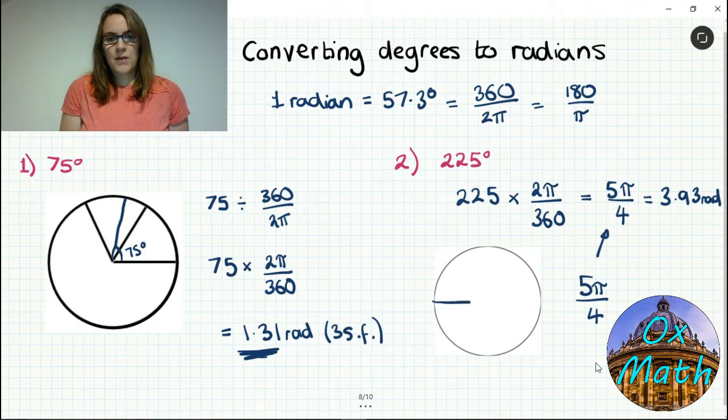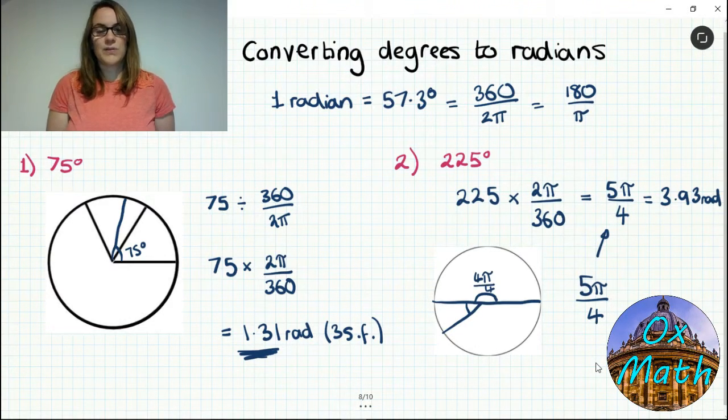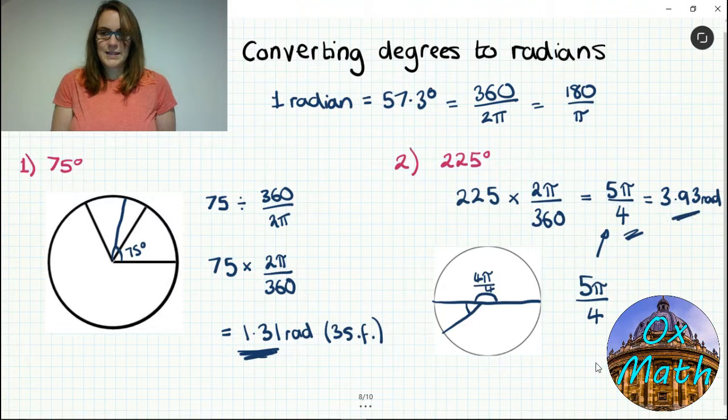because 5 pi by 4, if you remember our circle, we know that 180 degrees is pi radians, which is actually 4 pi by 4. So we know that we need another quarter of that. And it is easier to envisage 5 pi by 4 radians than actually 3.93 if you remember your common radians. If you remember that pi by 4 is 45 degrees, this is 180 plus 45 degrees. However, either answer is valid. The 5 pi by 4 is just more accurate.